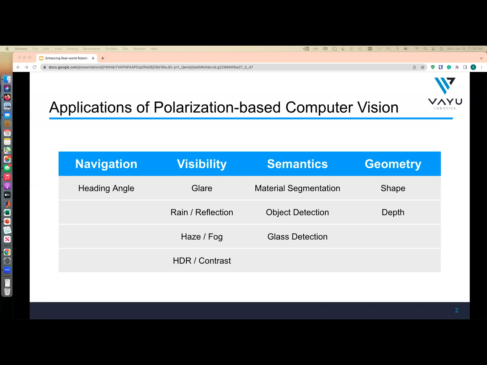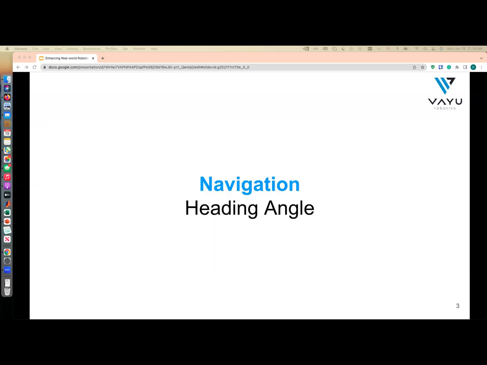So we'll explore the application of polarization in robotic perception, which I've categorized into four primary areas: navigation, visibility enhancement, scene segmentation and scene semantic extraction, and our ongoing efforts on polarization-based depth perception datasets and models.